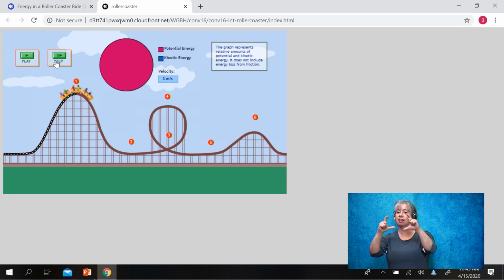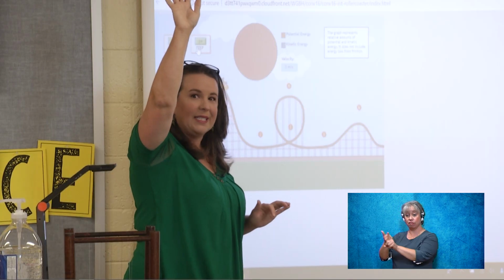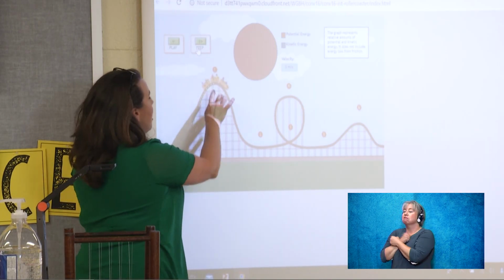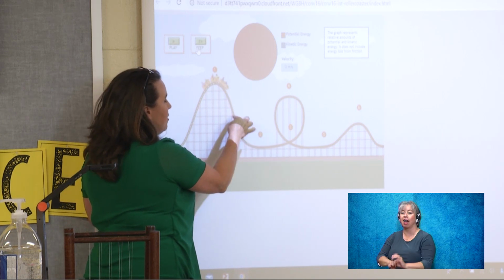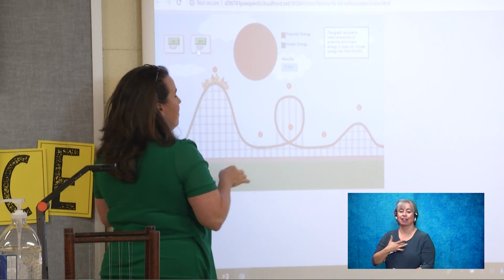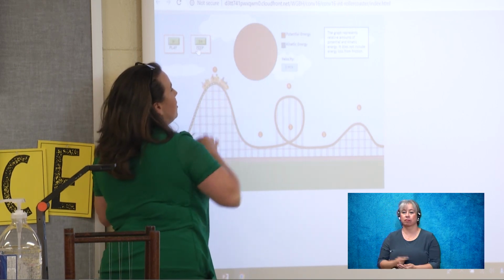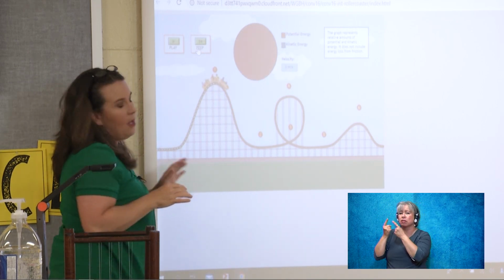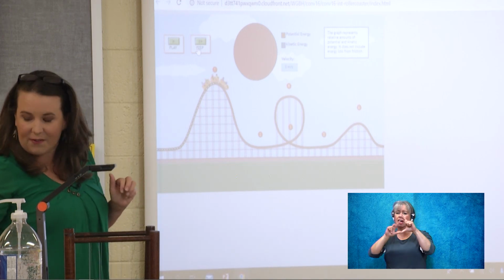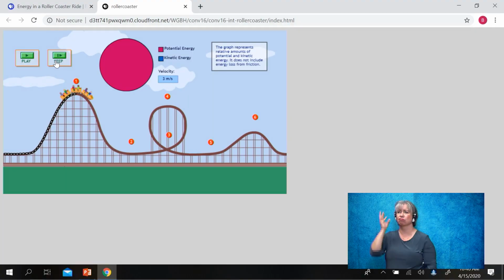Now at the bottom of the hill, let's predict. At the bottom of the hill, has anybody been on a roller coaster before? Really intense. I love it. You really feel those G-forces right here at the bottom. So I wonder what that means for kinetic energy. And I wonder what that is going to mean for our pie chart here. Give you a second to think about it. And I'm going to click play.